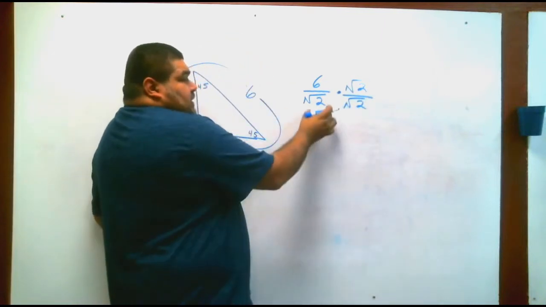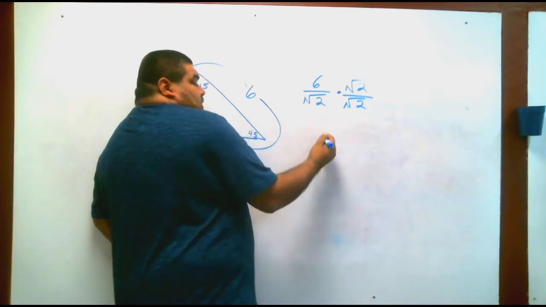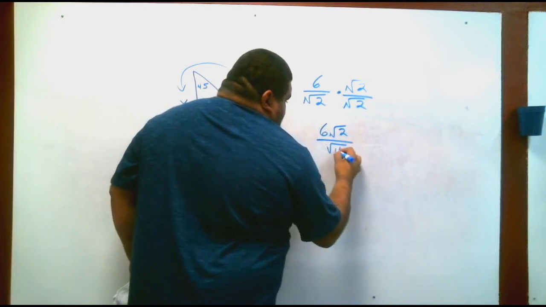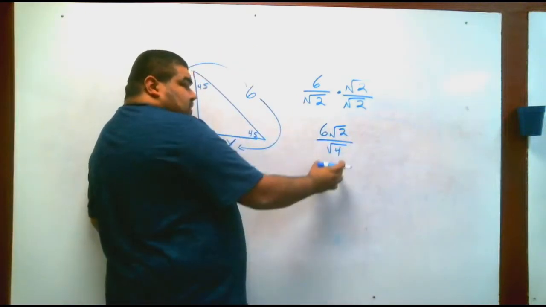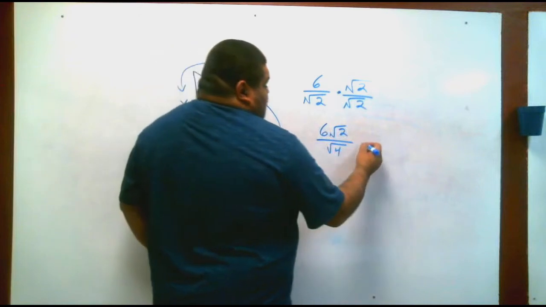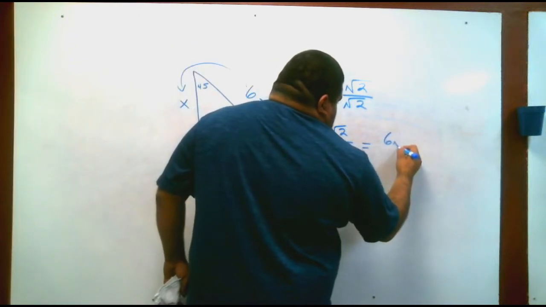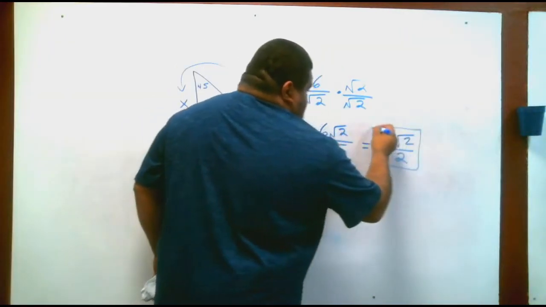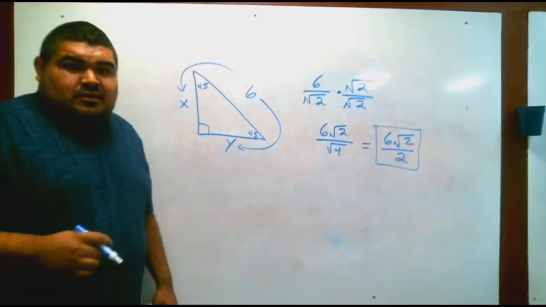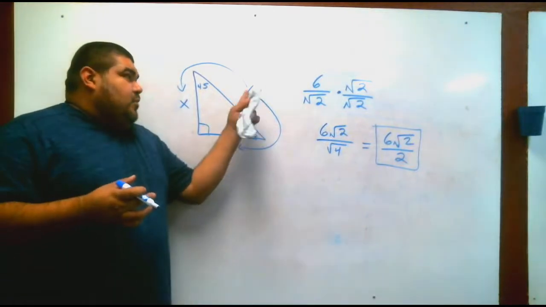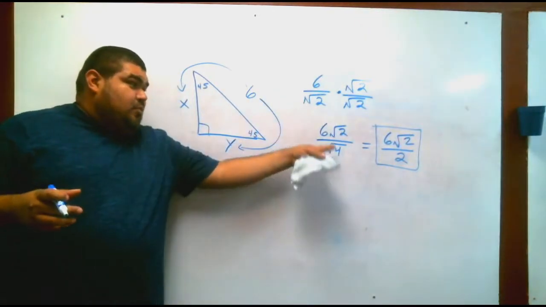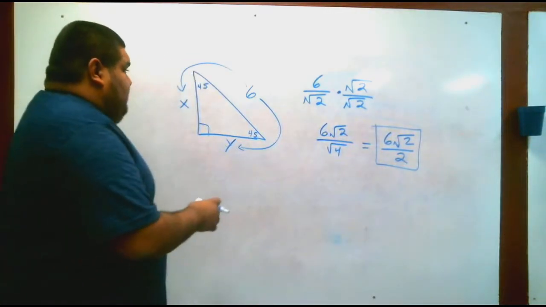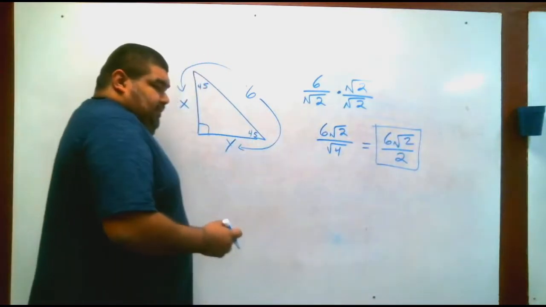The reason why is because radical of 2 times radical of 2 on the bottom gives us radical of 4, which technically becomes 2, and on top we have 6 radical of 2. So your final answer will be 6 radical of 2 over 2. And that is x and y. Remember, if it has no radical, then you have to multiply to make a perfect square root on the bottom to take it out of the radical. So x and y equals 6 radical of 2 over 2.